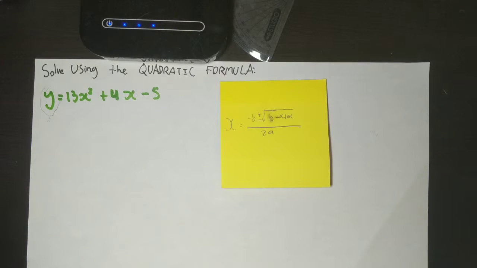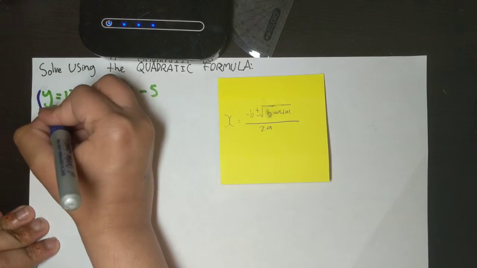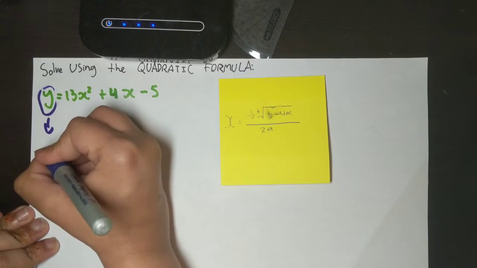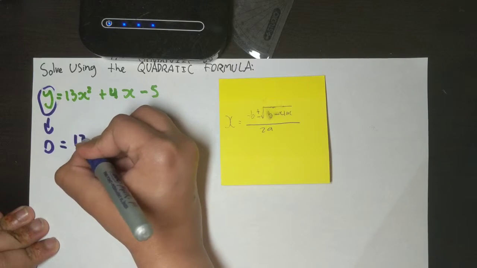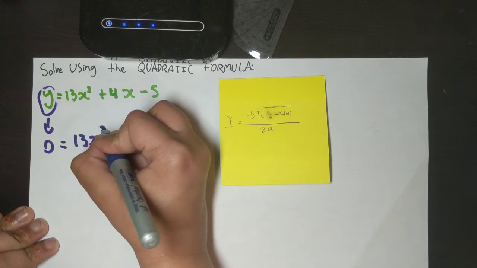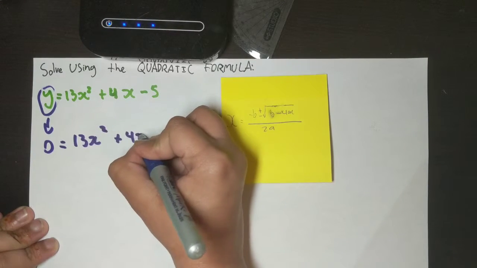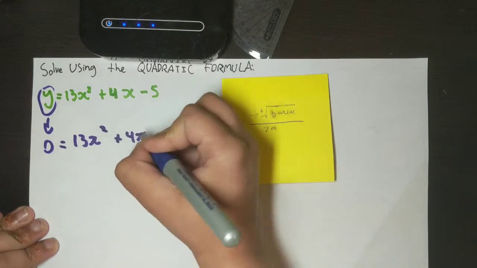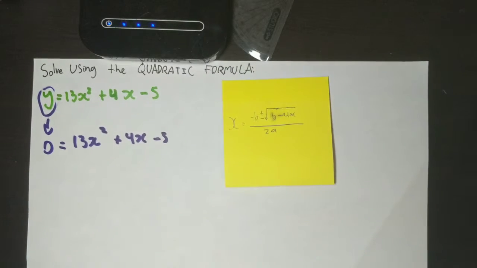So we're going to be solving for x. This means we are looking for the x-intercepts. When we are solving for x, we make y 0. The equation is 13x squared plus 4x minus 5. Okay.